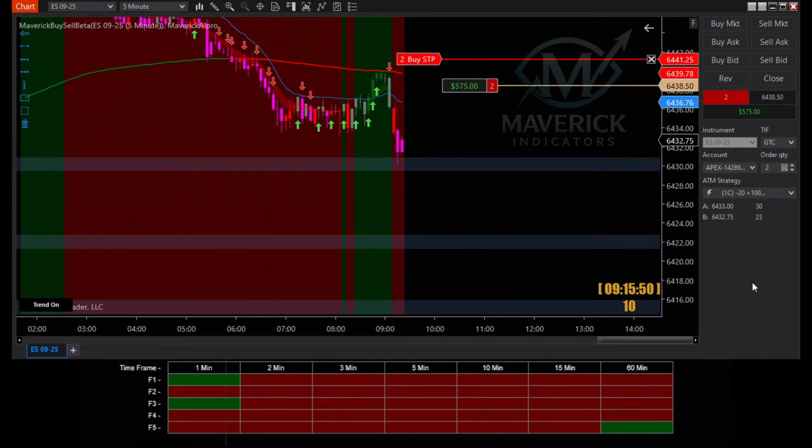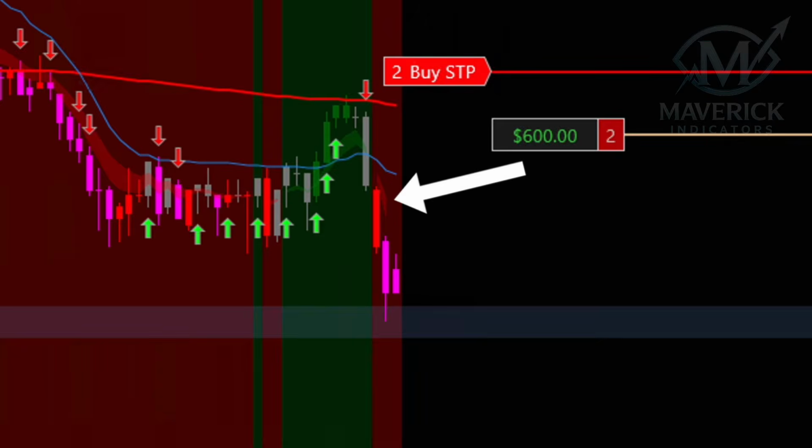Now we are seeing a little bit of green, and we're probably going to chop a little bit. Could get a little weird here because we're 14 or 15 minutes before open. But let's see how this plays out. We have the red background on the Maverick AI Pro. Again, we're below our cloud, we're below our Maverick guide, and we're below our Maverick 200.